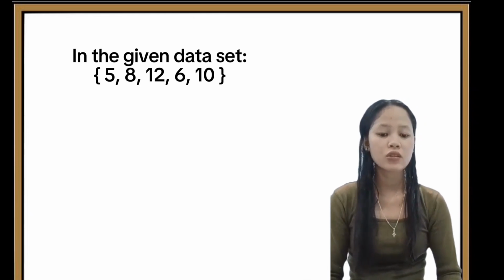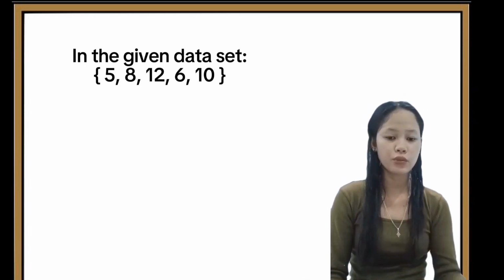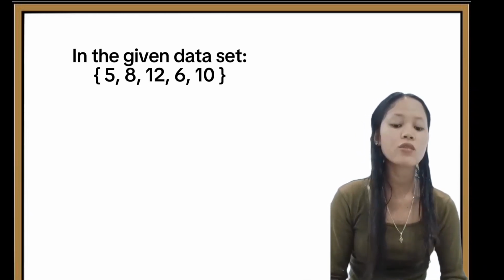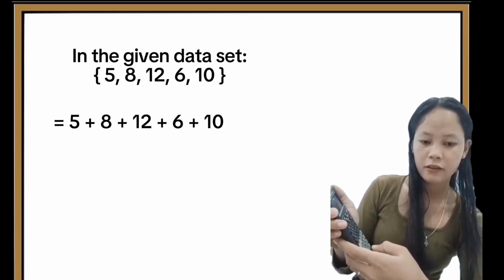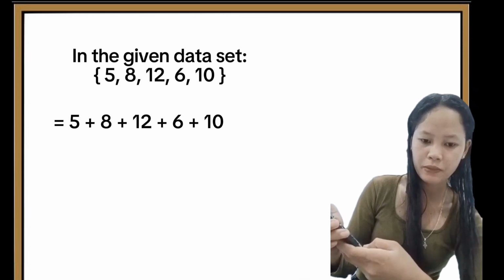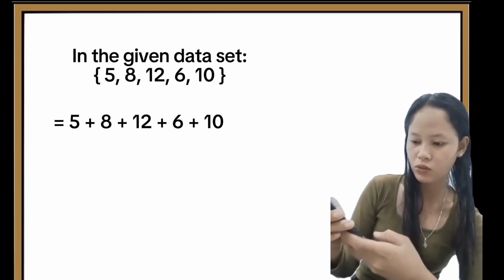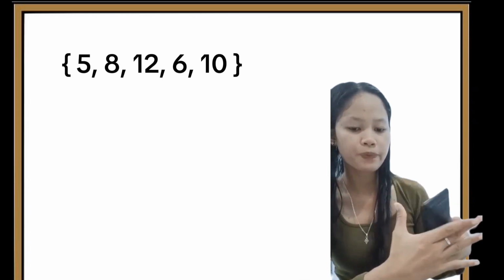For example, we have the data set 5, 8, 12, 6, and 10. What we have to do is add the 5, 8, 12, 6, and 10. So 5 plus 8 plus 12 plus 6 plus 10 is equal to 41. The second step is to count the total number of values in the data set. In our example, there are 5 values.